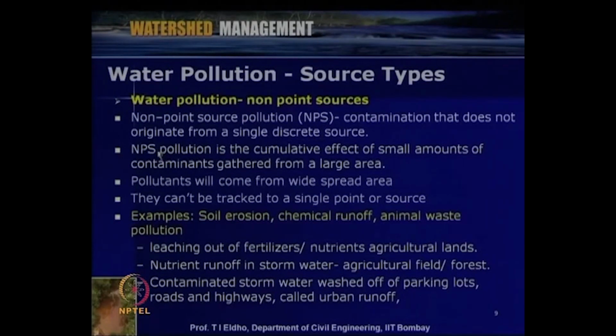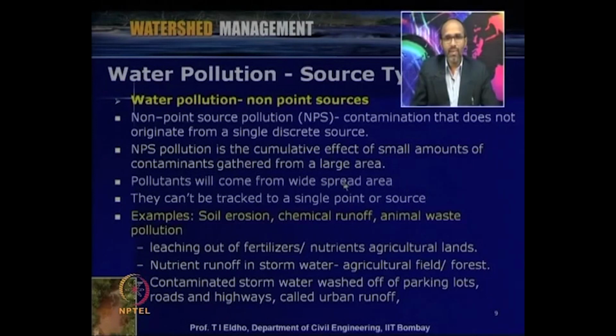So, NPS, or non-point source of pollution, is the cumulative effect of small amounts of contaminants gathered from a large area. This is coming from overland flow, the paddy fields, the irrigation water or the crop water which we provide, and when we put fertilizers, manures, herbicides or pesticides, these all will be leaching to the groundwater system or directly joining streams or rivers. These pollutants will come from a widespread area, as I mentioned. They cannot be tracked to a single point or source.